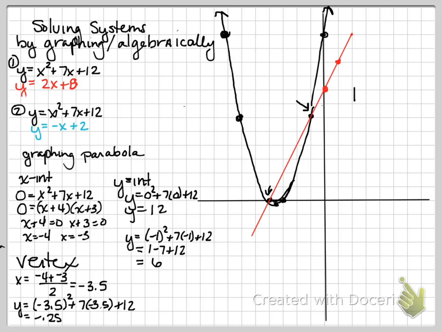So our solutions for number 1 are negative 1, 6, and negative 4, 0. Okay, so there's the solutions for the first system. And we're done with it, because all we're doing is solving by graphing. So now let's graph the second one.